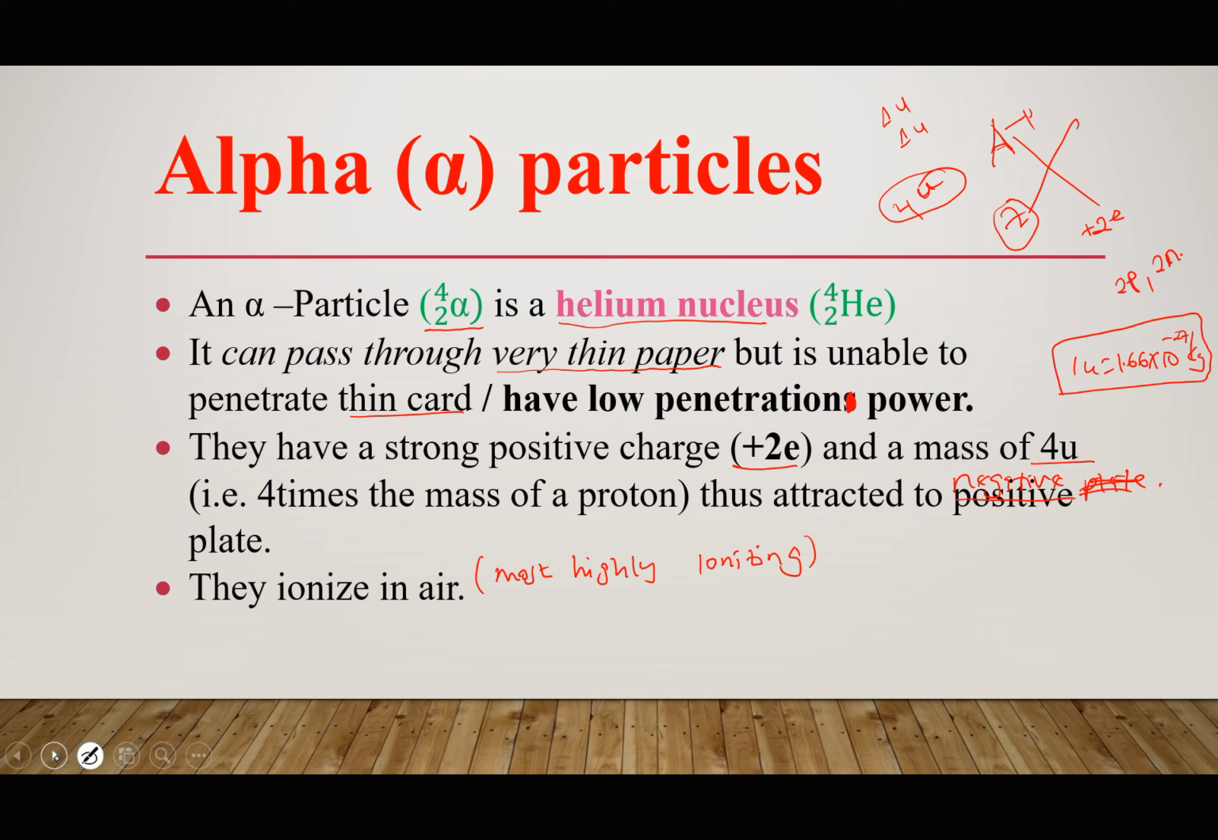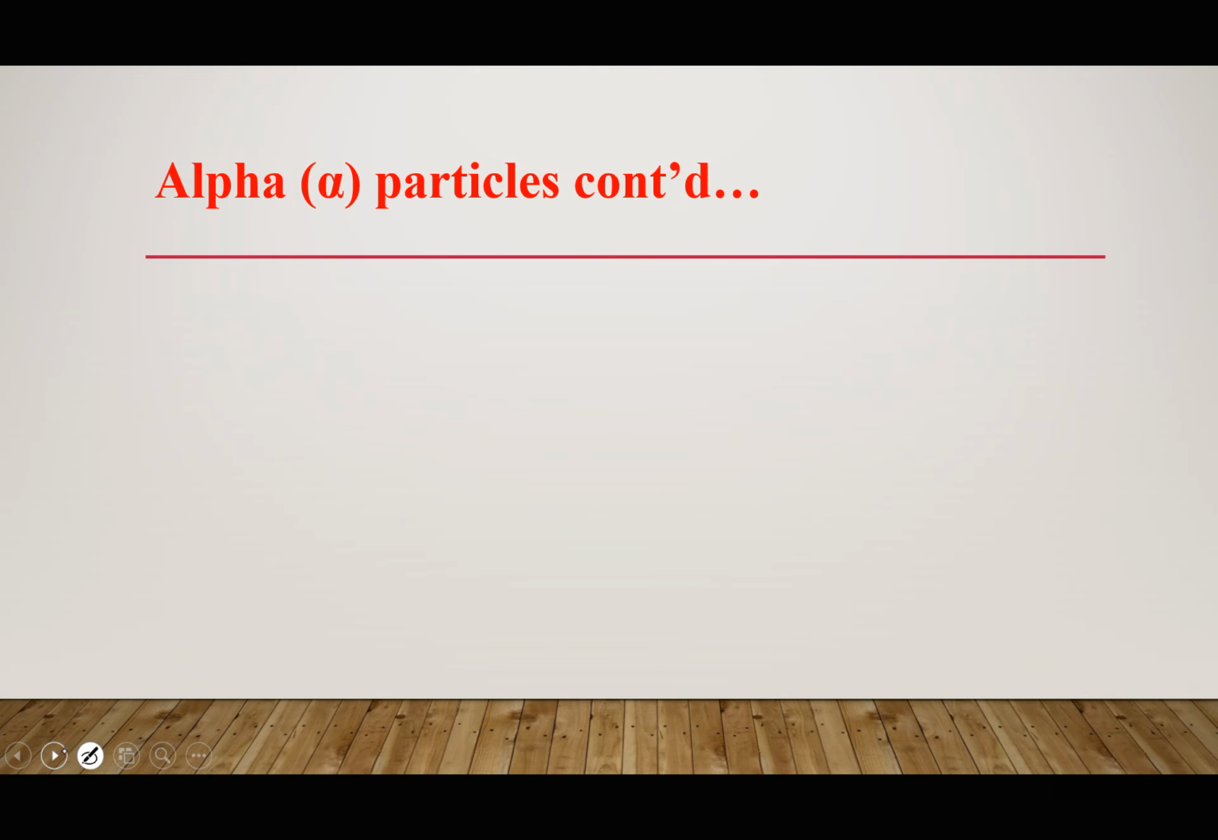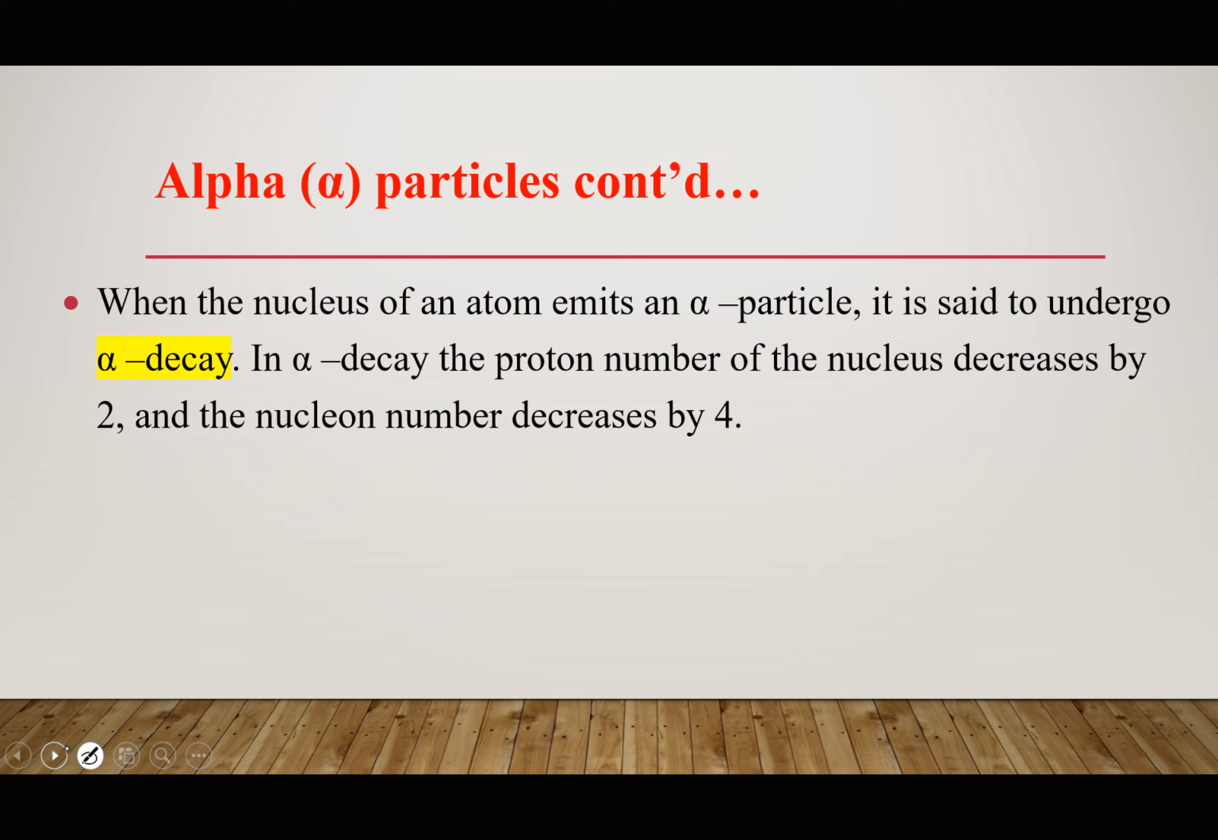Okay. So what happens when a nucleus decays by emission of alpha particles? When the nucleus of an atom emits an alpha particle, it is said to undergo what we shall call alpha decay. When a nucleus gives out an alpha particle to gain stability, the decay is called an alpha decay. In an alpha decay, the proton number of the nucleus decreases by 2, and the nucleon number decreases by 4.